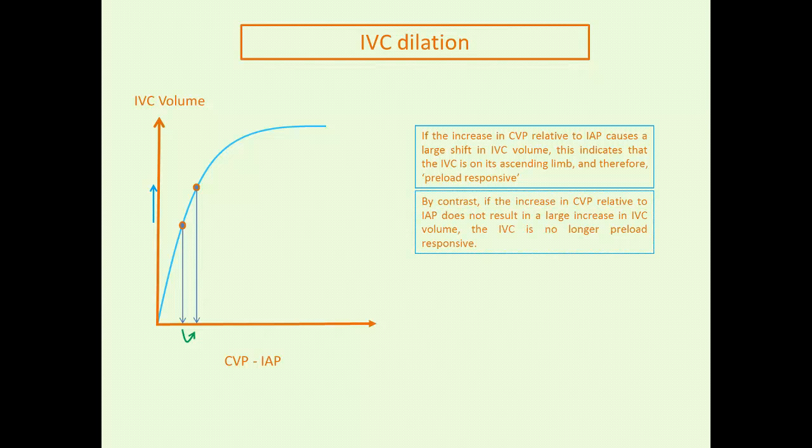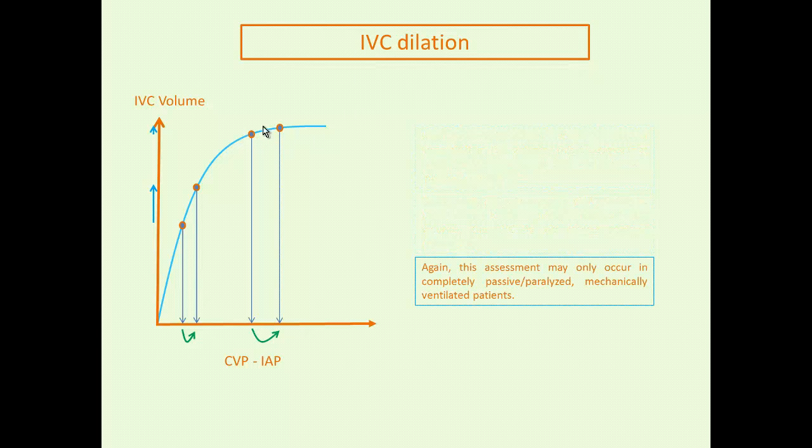Okay. In contrast, if the increase in CVP relative to intra-abdominal pressure does not result in a large increase in IVC volume, the IVC is no longer preload responsive. So now you're on the steep portion of your IVC compliance curve, and when you give the ventilator breath, the pressure in the CVP goes from here to here, but you're on the steep portion of the curve, so the volume changes very little. So here the IVC does not dilate very much in response to a passive mechanical breath. And this suggests that the IVC is no longer preload responsive, and as a surrogate, the heart is no longer preload responsive.